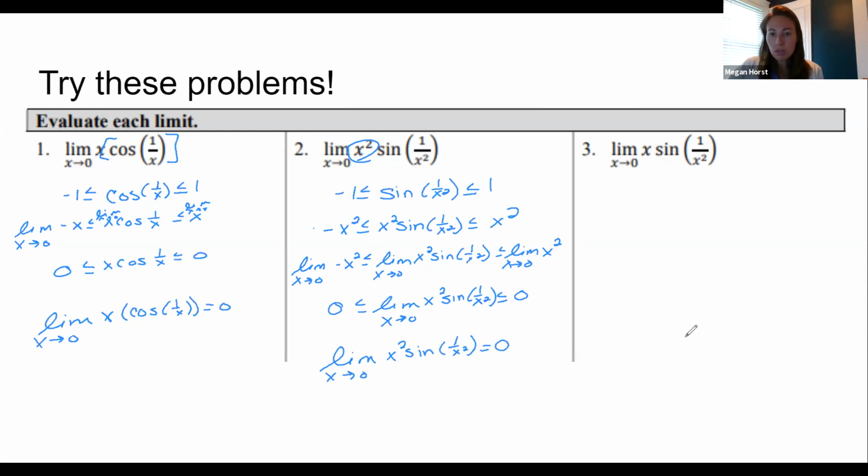You should just follow the exact same process for question number 3. So it's bouncing between -1 and 1, multiply each side by x this time, take the limit, and again, you'll get that this limit equals 0. That's not always going to be the case. It just happens to be the case for each of these problems. You won't always get 0 out.